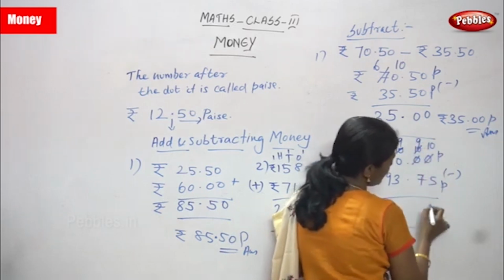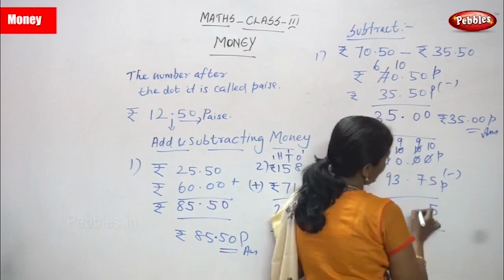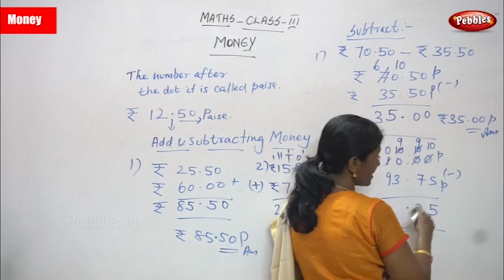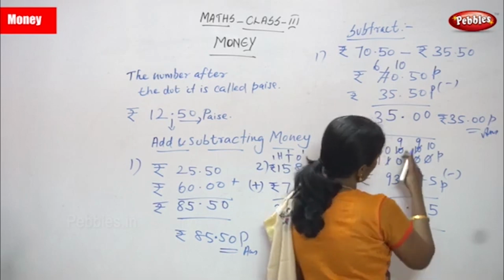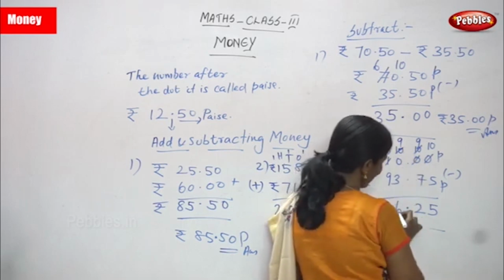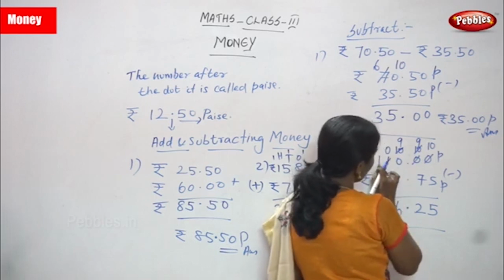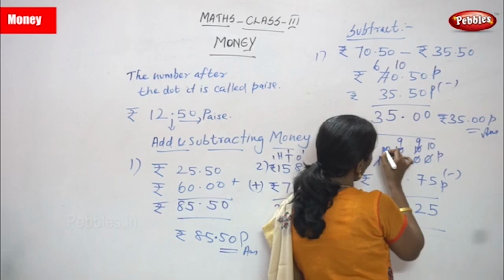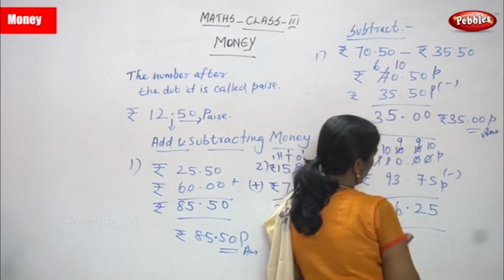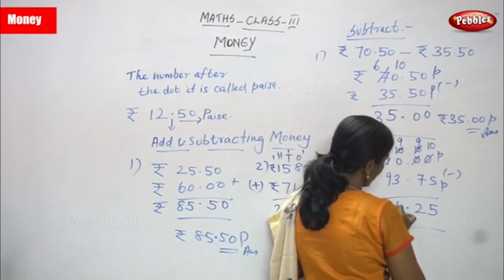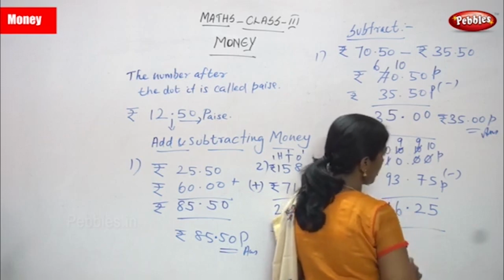Okay, 10 minus 5 you can get 5, 9 minus 7 you can get 2, put a dot. You must use backward counting everywhere. 9 minus 3 you can get 6. Here the number is 0, so you have to borrow from here. So this one becomes 0, and this 0 becomes 10. 10 minus 9 you can get 1. So the answer is 16 rupees 25 paise.